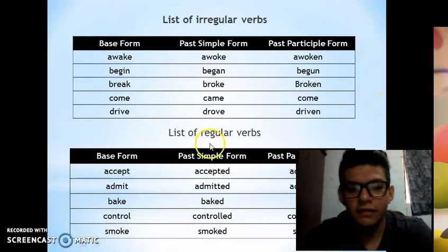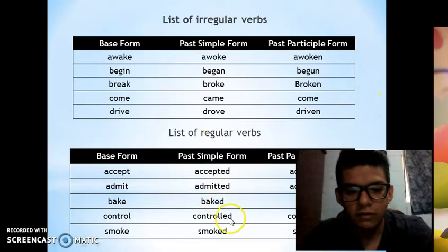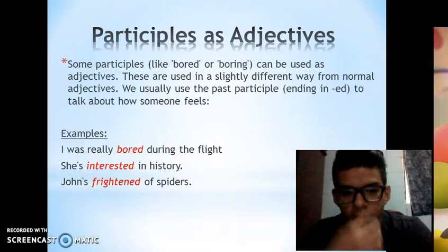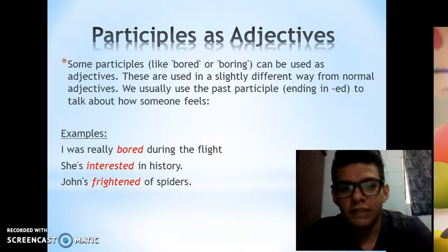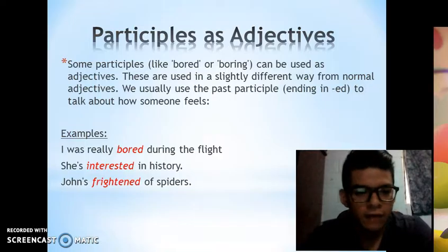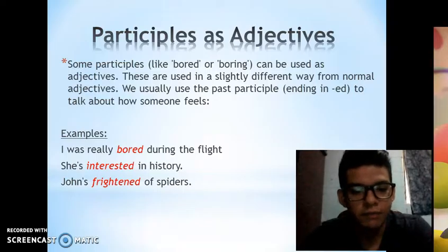Accepted, admitted, baked, controlled, smoked. So this is the form for participle as adjective. And these past participle adjectives work to talk about how someone feels, to express how someone feels. And we have two examples. Let's read. I was really bored during the flight. She's interested in history. John's frightened of spiders.